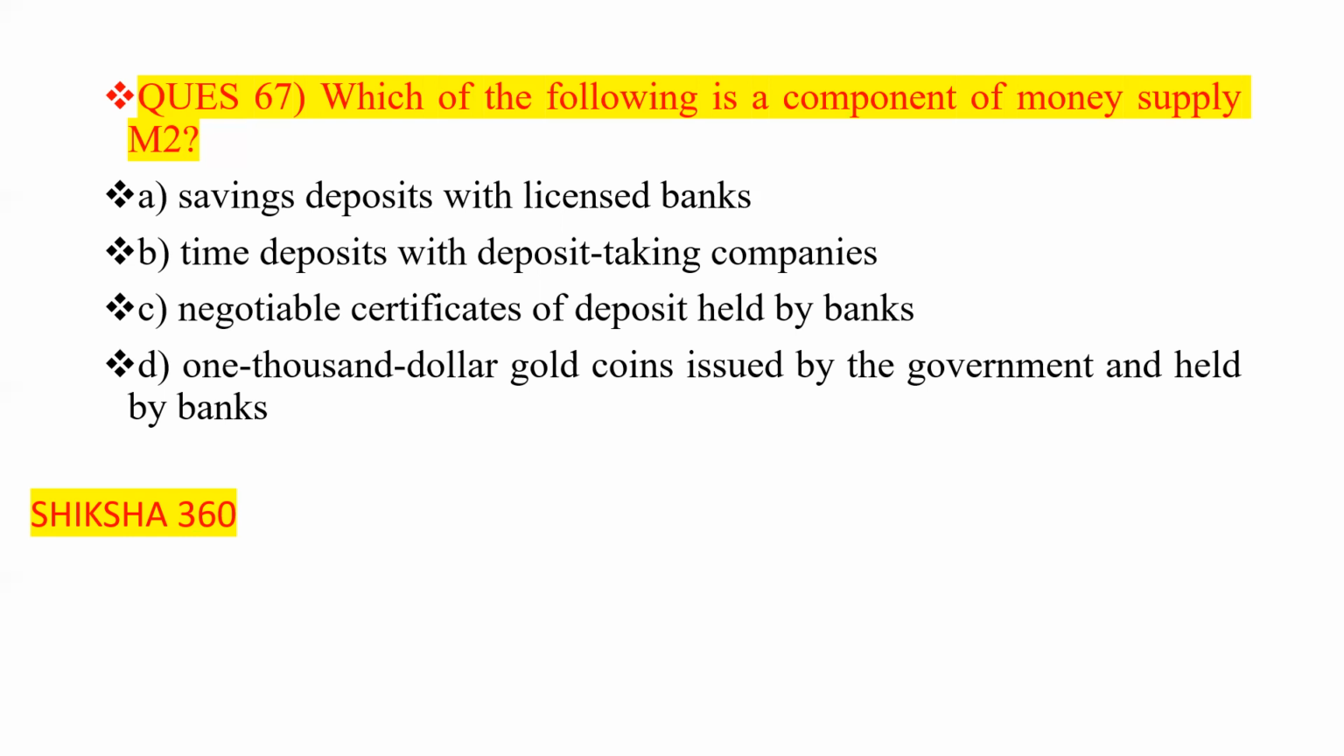So what is the correct answer in this question? Which of the following is a component of M2 money supply? The first option is savings deposits with the licensed banks, time deposits with the deposit taking companies, negotiable certificates. So the correct answer here is option A. Clear? Option A is the correct answer, that is savings deposits.